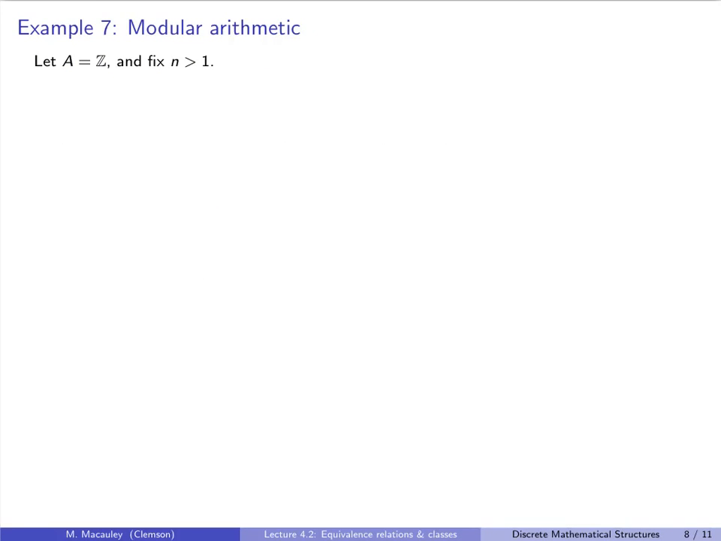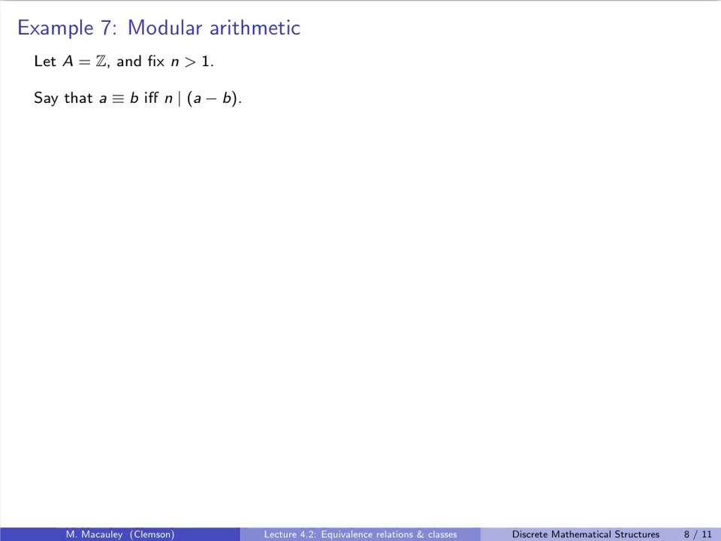Our next example is modular arithmetic, which you're already familiar with, whether you know it or not. Here, our set is the integers, and we're going to fix some integer n bigger than 1. We say that a and b are equivalent if and only if a minus b is a multiple of n.